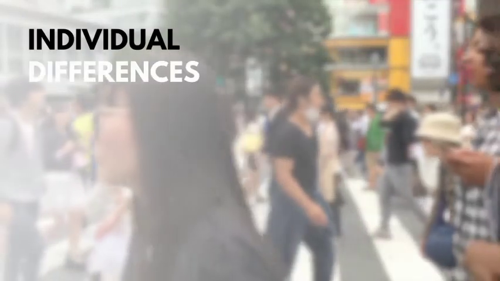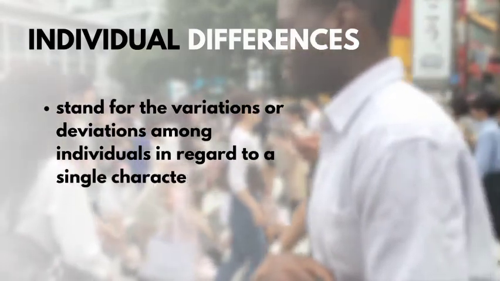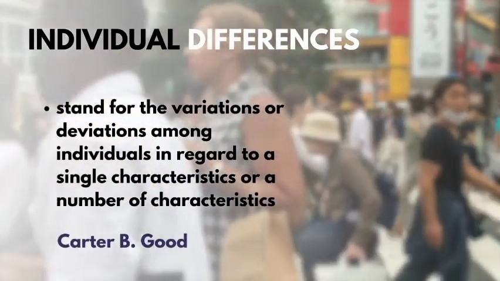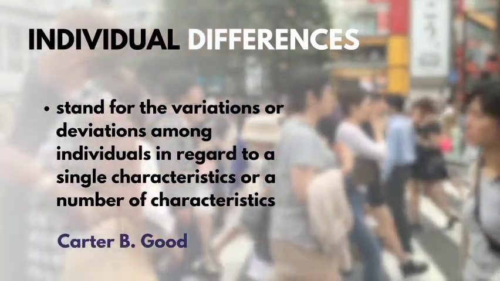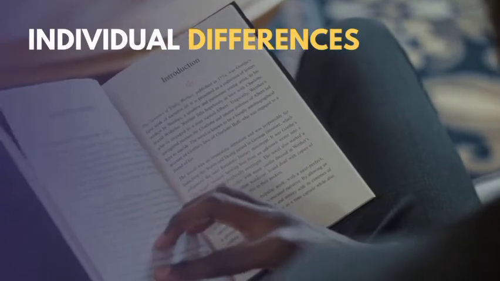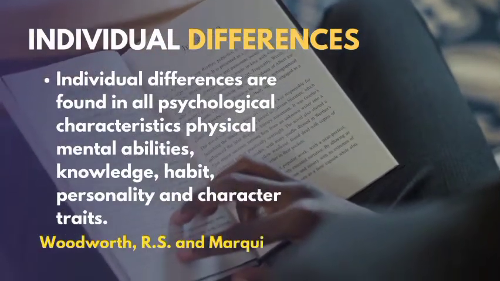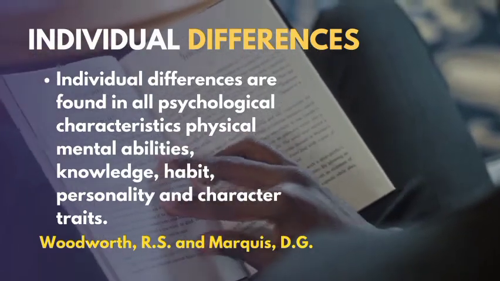So what is individual differences? Individual differences stands for the variations or deviations among individuals in regards to a single characteristic or a number of characteristics, according to Carter B. Another definition for individual differences, according to Woodworth R.S. and Marcus D.G., is found in physical and mental abilities, personality, and character traits.